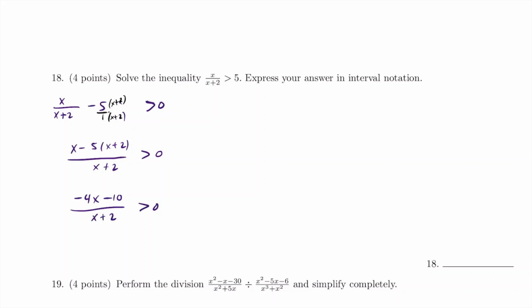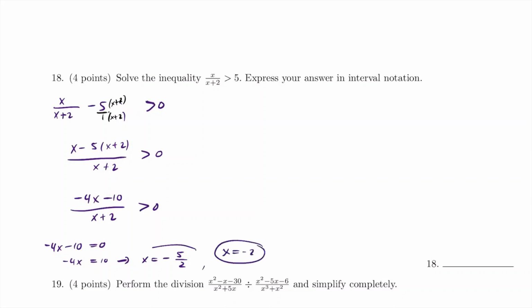When will this expression be 0? You set the top to 0. You find when the top is 0. So you have negative 4x minus 10 equals 0. You get negative 4x is equal to 10. Divide both sides by negative 4. You'll get x is equal to negative 5 over 2. So that's one place where this is 0. And also the bottom is 0 when x is equal to negative 2.